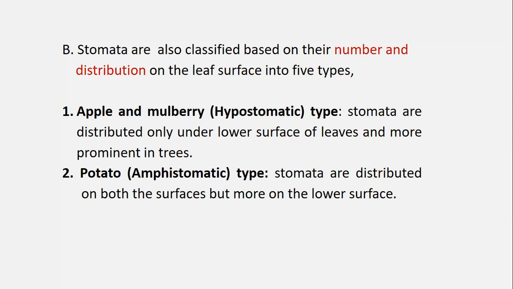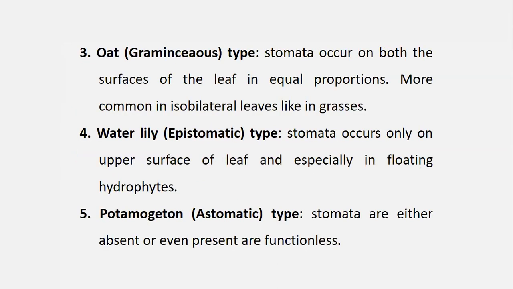Second one is known as potato type or amphistomatic type. So here the stomata are distributed on both the surfaces, that is the upper surface and lower surface, but more number will be found on the lower surface. Third one is known as gramineaceous type, where the stomata occur on both the surfaces of the leaf in equal proportion, more common in isobilateral leaves like in grasses, and therefore it is also known as gramineaceous type.